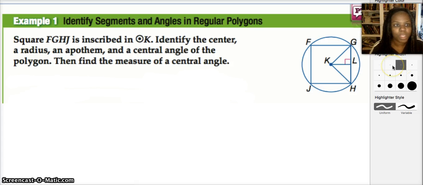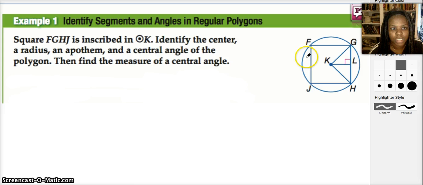So here we are. We've got FGHJ, and it's inscribed in circle K. Identify the center, a radius, an apothem, a central angle of the polygon, and then find the measure of the central angle. Okay, I think we can handle this.